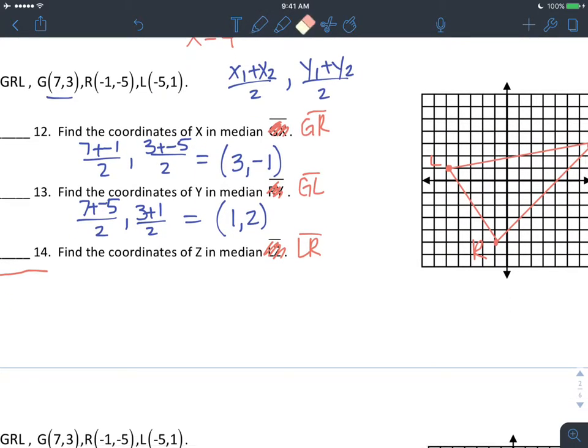And then on our last one, we are going to be using L and R. So (-1 plus -5) over 2 and (-5 plus 1) over 2. So we're going to have -6 over 2, which is -3. Then we're going to have -4 over 2, which is -2. So your median point is going to be (-3, -2).